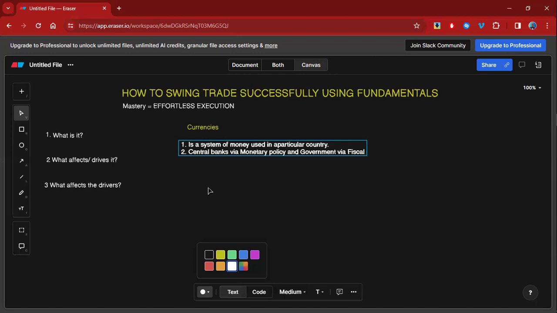Government spending and taxes. Monetary policy is with regards to interest rates and then using some sort of measures as well to increase or decrease money supply. That is from the side of central banks, right? So fiscal policy.